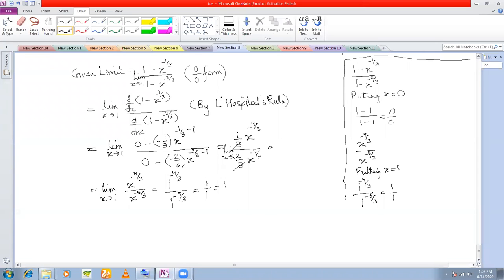Clear? Yes, sir. If it was 0 here, then there was nothing to do. You would simply put 1 minus 0 to the power of minus 1/3 by 1 minus 0 to the power of minus, and you would have got a determinate form. So it had to be x tends to 1. There was no way out. In order to apply L'Hospital's rule, this had to be 1. So I think that's a printing mistake.